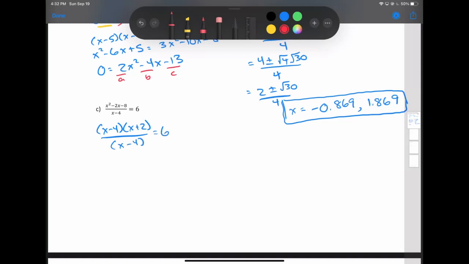And that's that I can cancel out the x minus 4s. But I'm going to make a little note over here that x cannot equal 4. Maybe that'll come up, maybe it won't. Once we've done that, I have x plus 2 equals 6, x equals 4. So there's my solution, except x cannot equal 4. And that means that this has no solution.